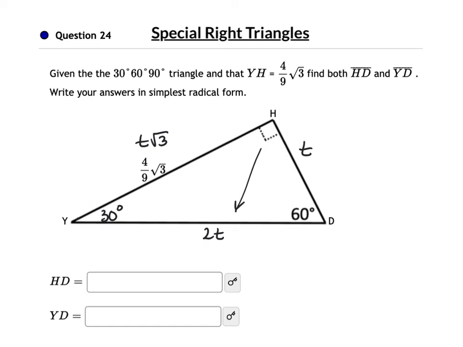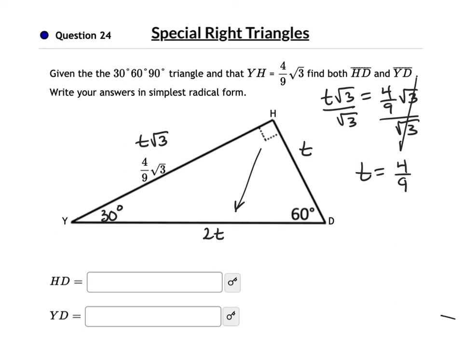So the corresponding sides are t root 3 equals 4/9 root 3. Well, I'll divide both sides by root 3, and the root 3's cancel, and t will be 4/9.